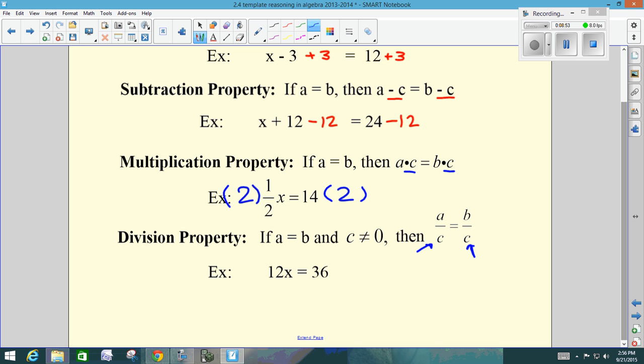Your example, 12x equals 36. If you wanted to get rid of the 12, you would have to divide, do the inverse function. How come I have a restriction on C here? Why does it tell me C can't equal 0? Yeah, so why can't C be 0 if I'm dividing? Good, because you can't divide by 0. If you put that in the calculator, 12 divided by 0, it's going to say syntax error or domain error. Can't divide by 0. That's all that's telling you.